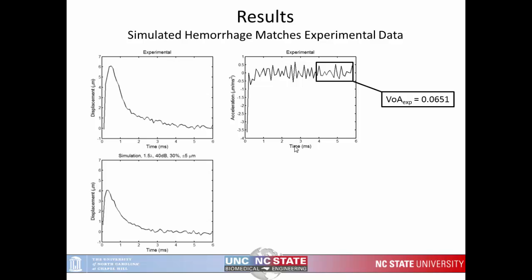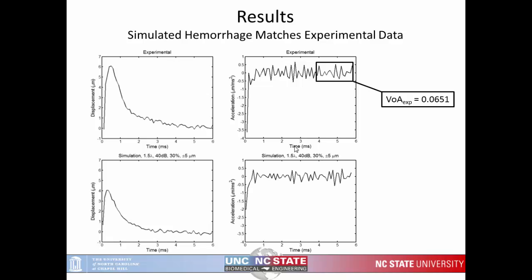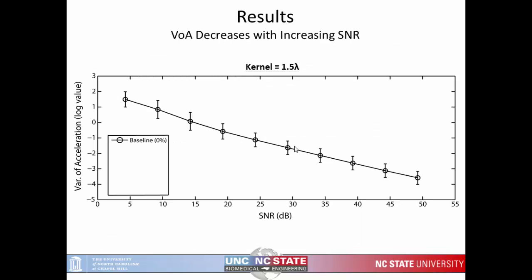In our simulation, if we compare that to a 1.5 lambda, 40 dB, 30% scatters, and plus or minus 5 micron, we get a very similar curve. Perhaps not as much displacement in our simulation, but the noise levels seem particularly similar. If we take the acceleration and look at the last 2 milliseconds, we get a VOA of about 0.069. So we get relatively close. We think that this simulation is representing the kind of data that we get in our in vivo data.